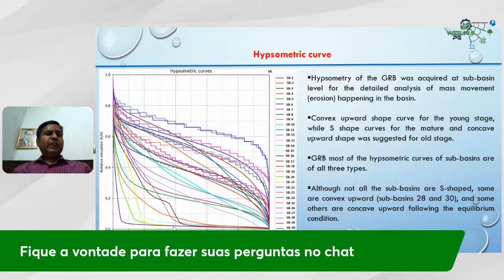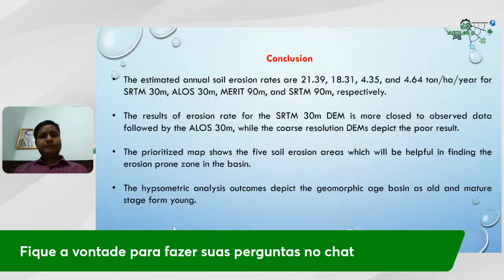So these kinds of graphs help us know whether the subbasin or the basin has potential for releasing soil. The hypsometric analysis outcome depicts the geomorphic age of the basin as old and mature stage for BM.